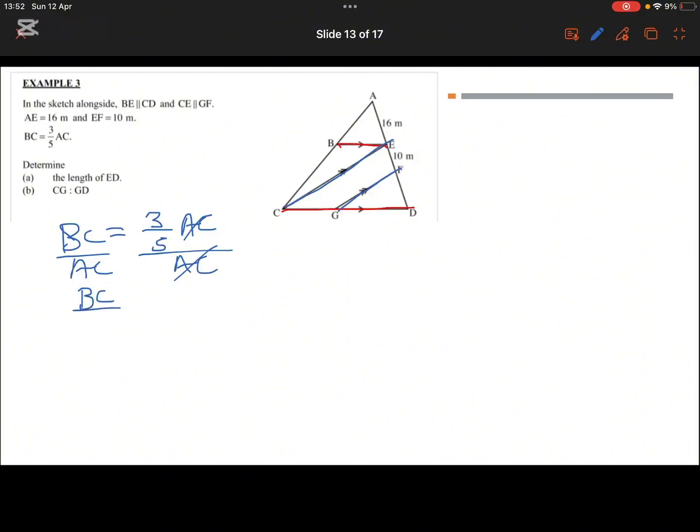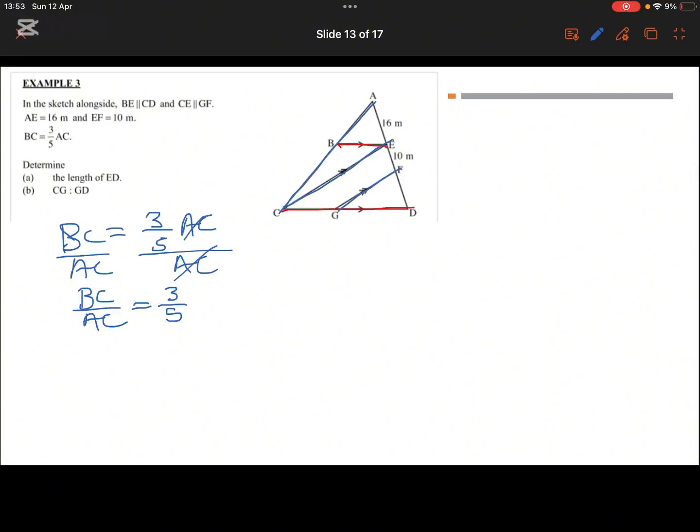Now, if I divide both sides by AC, that will be 1, and BC over AC will be equal to 3 divided by 5. So in that instance, I know the ratio of BC to the whole of AC, and BC from B to C again. That is the interpretation.